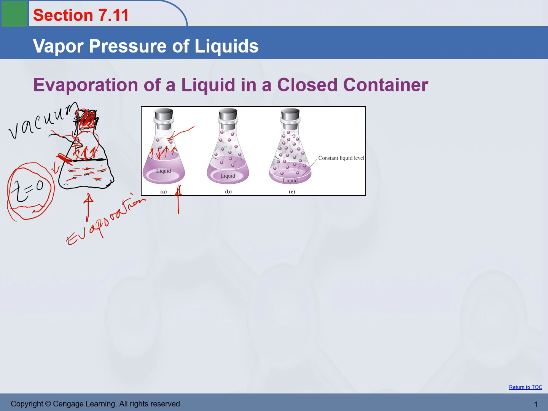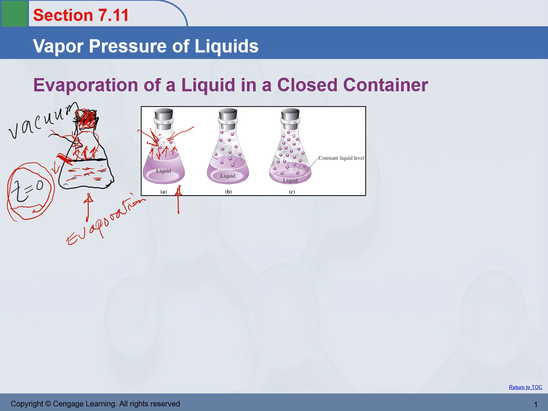We can imagine at the beginning, at the early stage of the experiment, the evaporation will be way faster than condensation because there aren't a lot of particles in the gas state in the space above the liquid. There aren't lots of gas particles, only a few. So at that moment, in the case of A, evaporation is way faster than condensation.